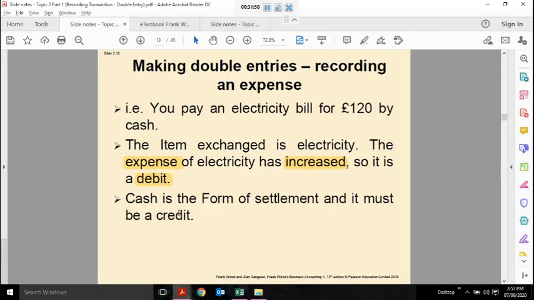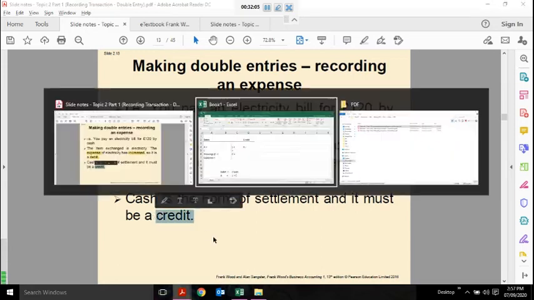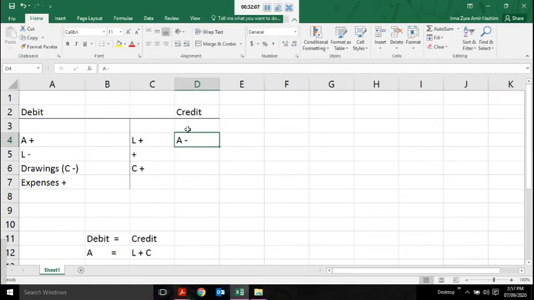And now you pay by cash. So cash is your possession. Cash is the form of settlement. Since you pay, it's no longer in your possession, that 120. Therefore, it should be credit. Asset reduce, so it is credit.